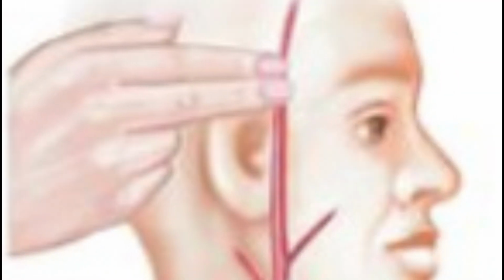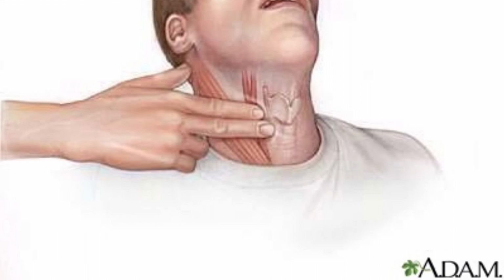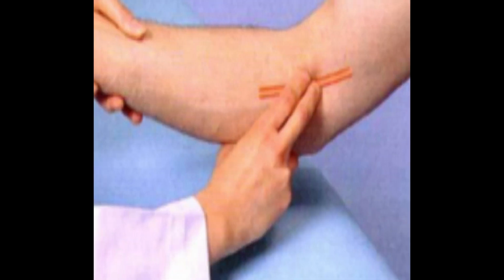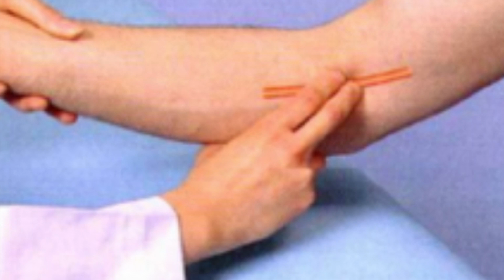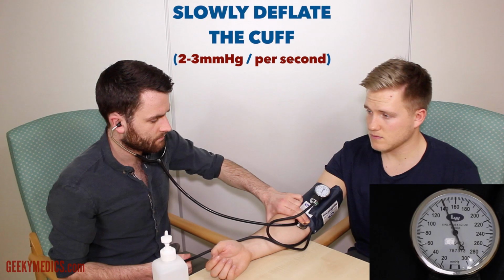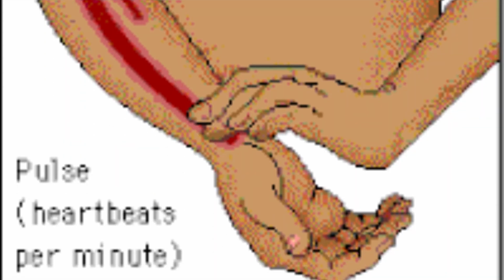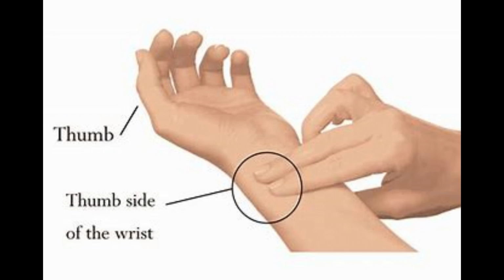The temporal pulse is located over the temporal bone of the head, above and lateral to the eye. The carotid pulse is located along the medial edge of the sternocleidomastoid muscle in the neck. The brachial pulse is located in the groove between the biceps and triceps muscles at the antecubital fossa. The radial pulse is located on the radial or thumb side of the forearm at the wrist.